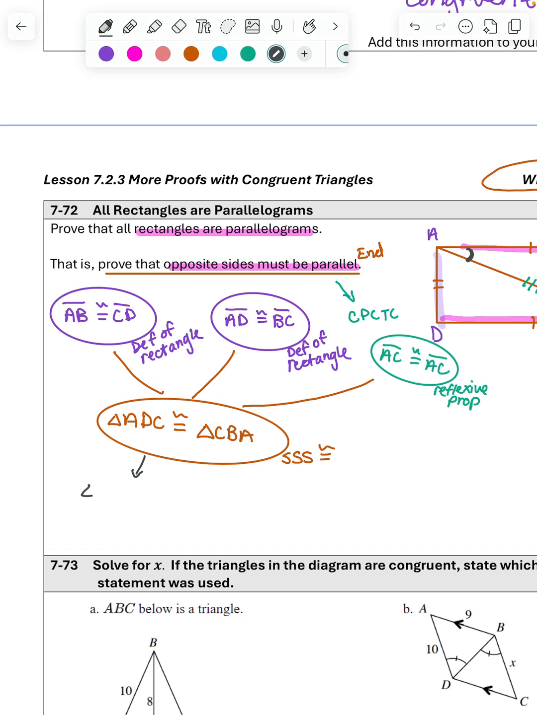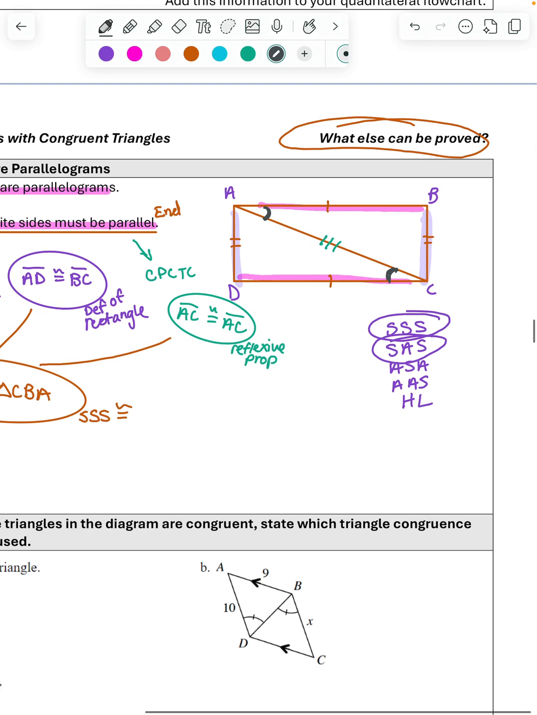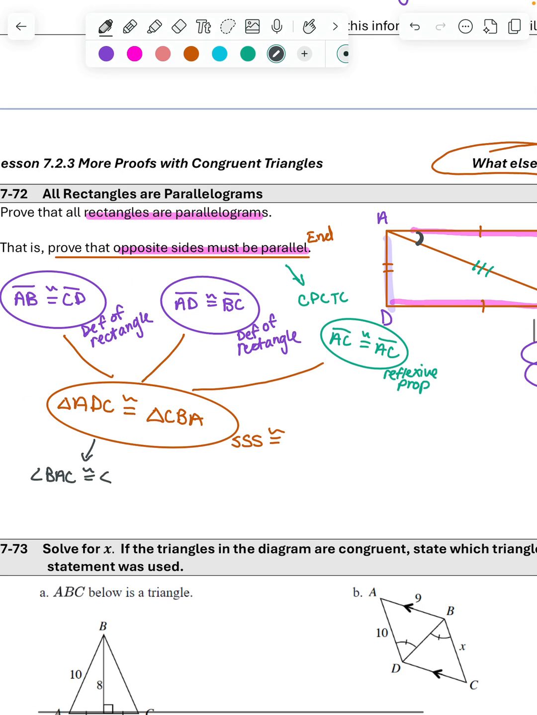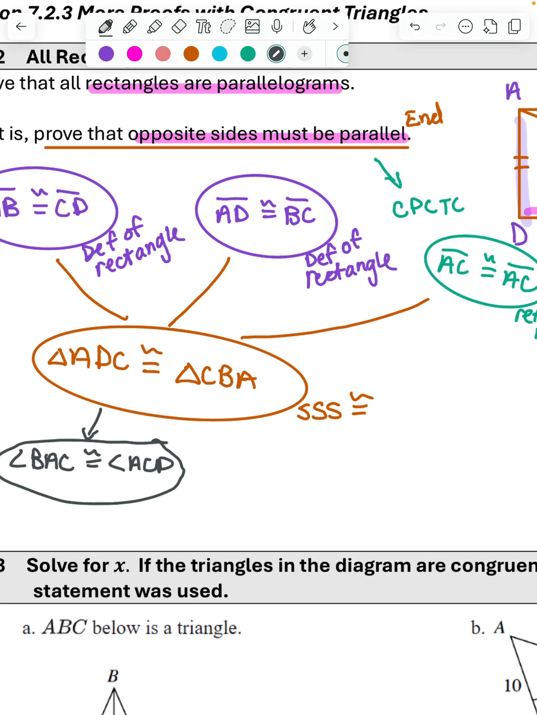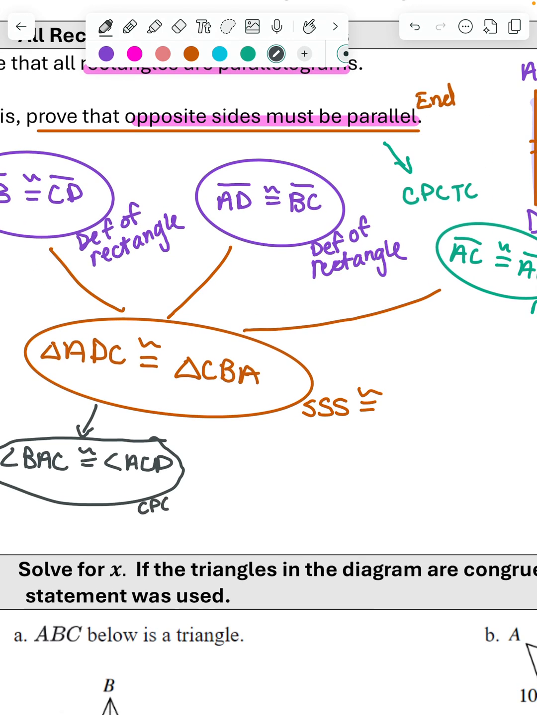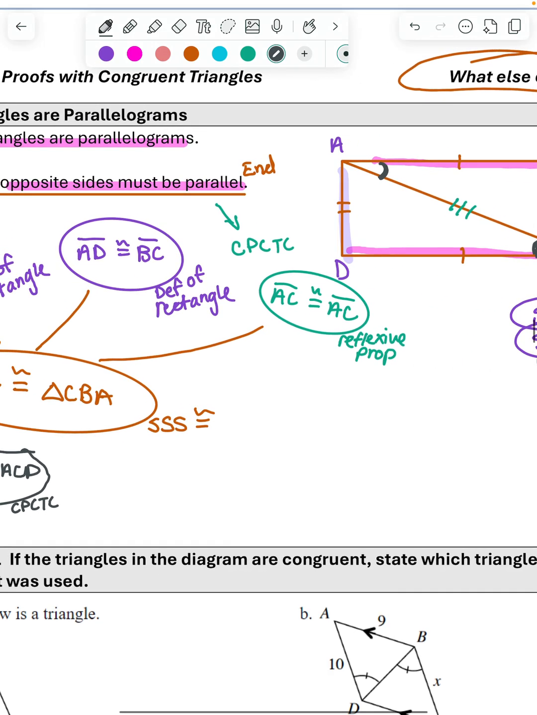So I'm going to say angle BAC is congruent to angle ACD. And the reason I can say this, again, is because of CPCTC. Corresponding parts of congruent triangles are congruent.